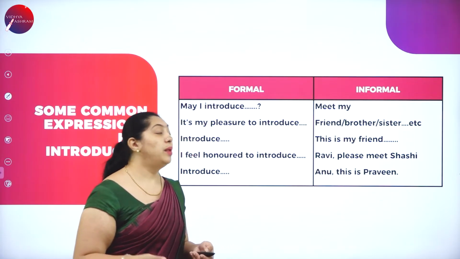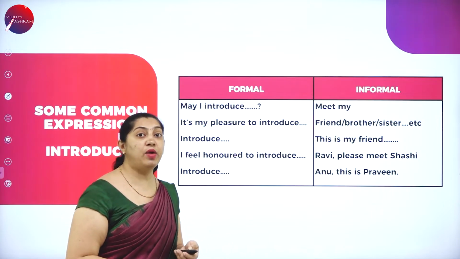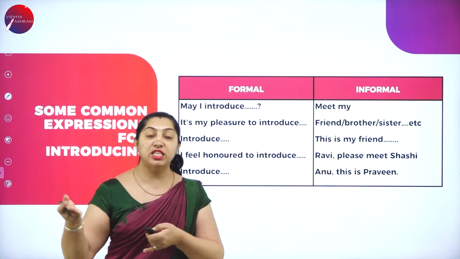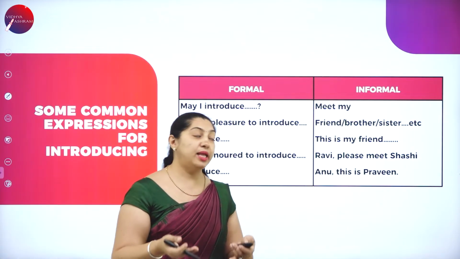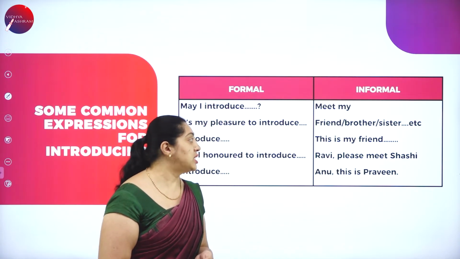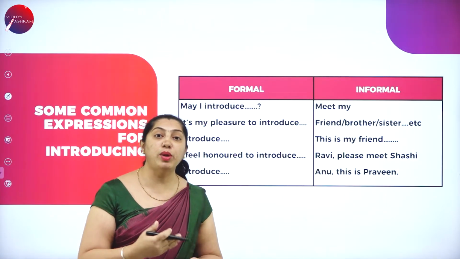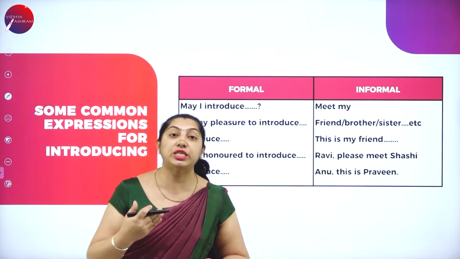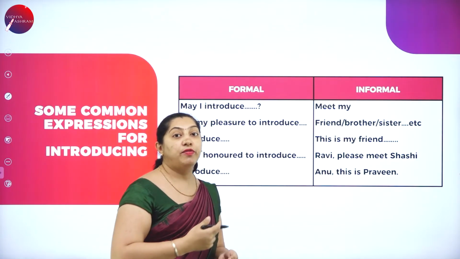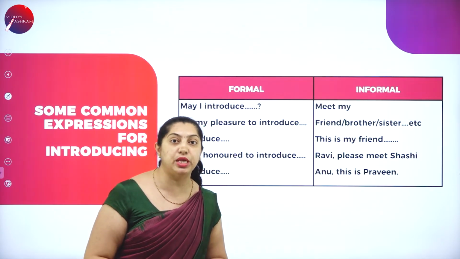And in the informal, meet my friend, meet my brother, meet my sister, anyone it might be. This is my friend Neha. This is my friend Shreya, like that. Ravi, please meet Shashi. Anu, this is Praveen. So these are a few formal and informal ways of introducing. How do you start the conversation? By these formal and informal words, you can start the conversation for the introducing part.